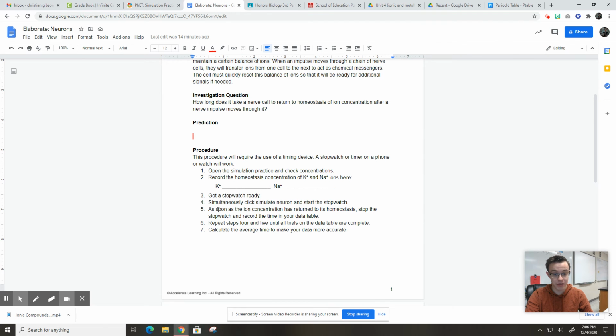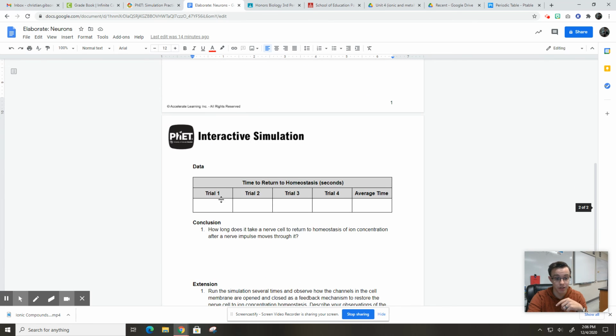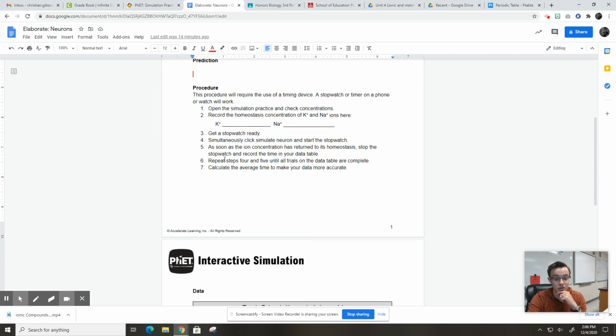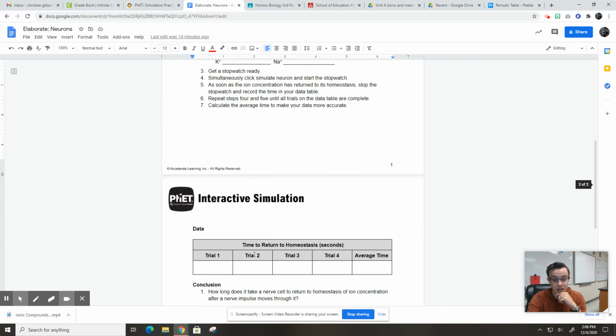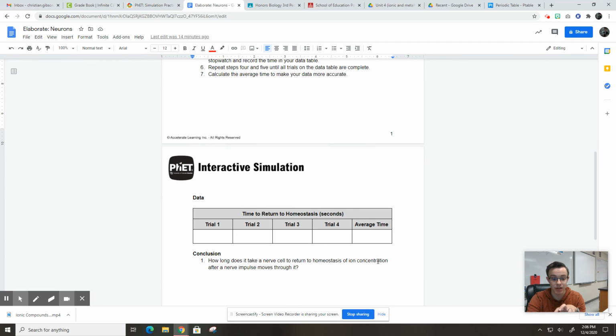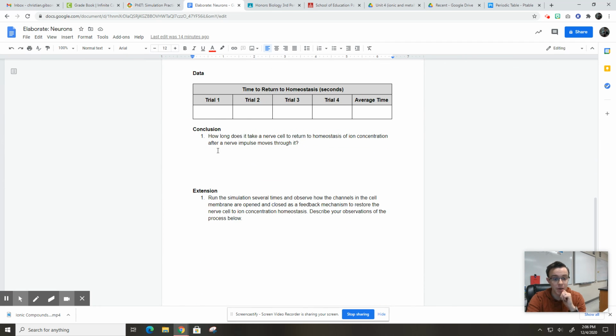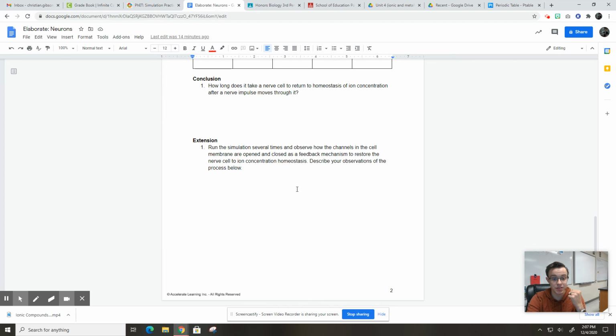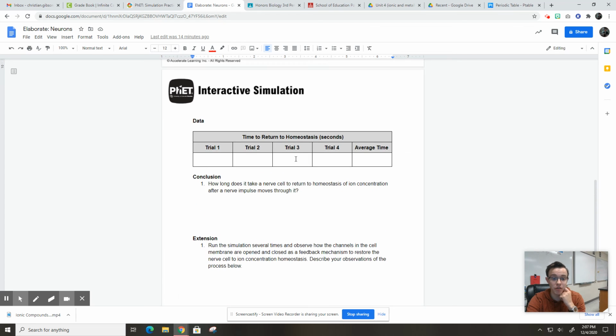So as soon as the ion concentration returns to homeostasis, or back to those original levels, you're going to stop the stopwatch and record the time that it took in your data table, which is right here below. Okay, then you're going to repeat those steps 3 more times and average that time together. You're going to then write a conclusion about how long it took, and then you're going to answer this extension question. Okay, so hopefully that makes sense.